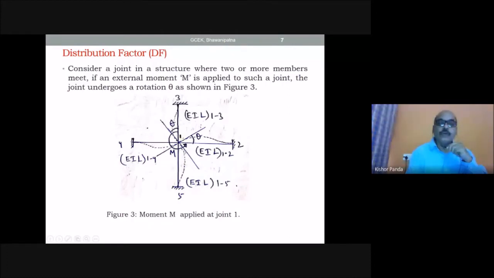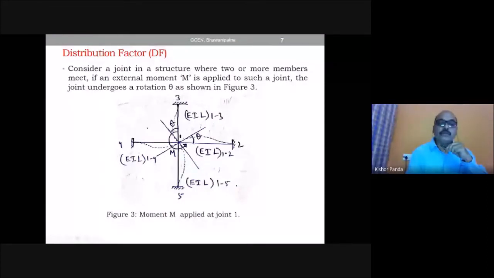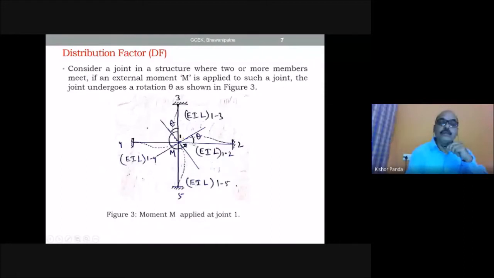So what rotation takes place here? The same rotation takes place here, and also here, and also here. The same rotation takes place at the joint for the corresponding members. Here E is the modulus of elasticity, I the moment of inertia, and L the length of the member. So this member length is L12, here L13, this is L14, and this is L15.